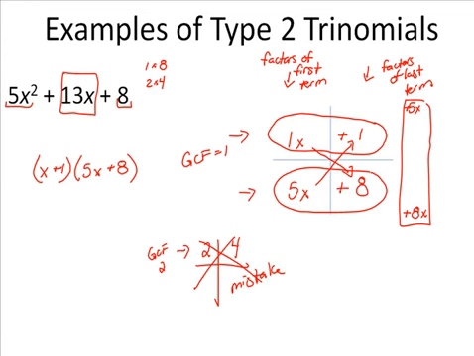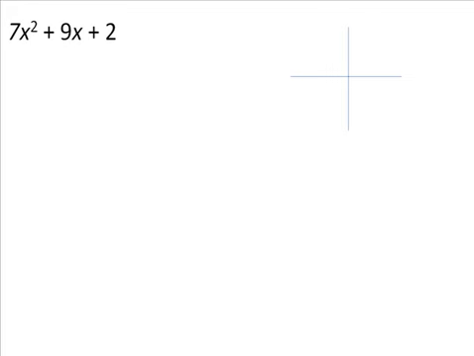Let's try another one. Again, if you need more time to do these, just hit pause, do it on your own, and then see if you got the right answer. In the first column, you put factors of the first term, 7x squared. The only factors I can think of would be x and 7x. In the second column, put factors of your last term. Luckily it's a 2 here, so the only factors I have are 1 and 2.